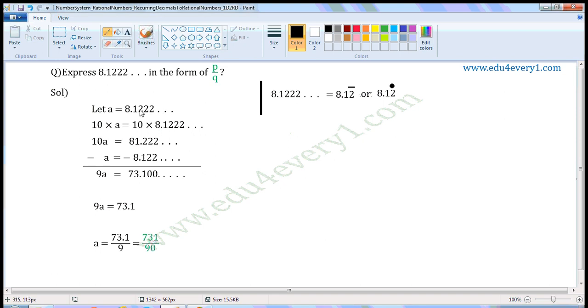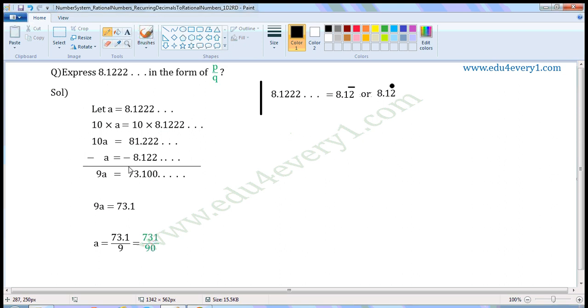As one digit is repeated, multiply both sides with 10. 10 into A is equal to 10 into 8.1222 and so on. 10A is equal to, when a decimal is multiplied with 10, the decimal point moves to the right by one digit, becomes 81.222 and so on. We can write 2 any number of times as it is a repeating decimal.